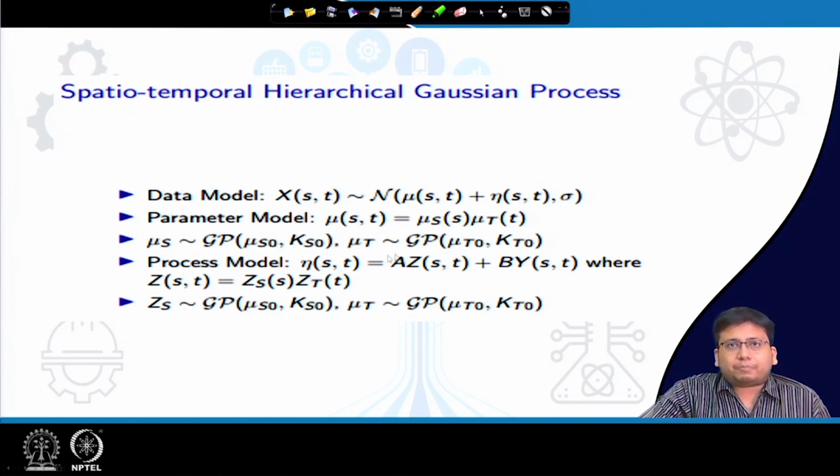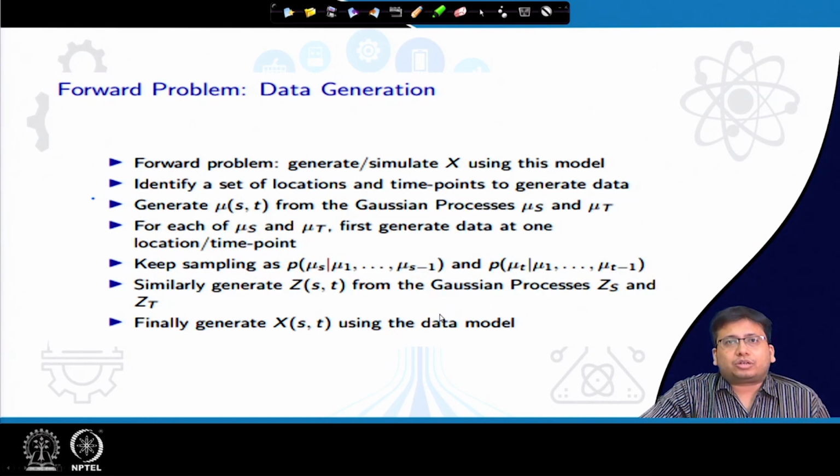Similarly, when we are considering the process model, basically the eta, we know that eta is to be expressed as a of z plus b of y. Now, this y is of course the exogenous variable which is not a random variable. Now, z is the random variable which is spatio-temporal. So, we can decompose it with a spatial component as well as a temporal component, and the spatial component again follows a Gaussian process, the spatial Gaussian process, the temporal component again follows a temporal Gaussian process.